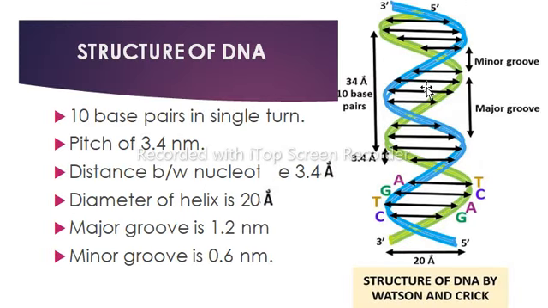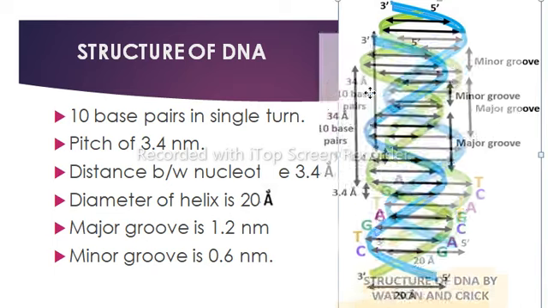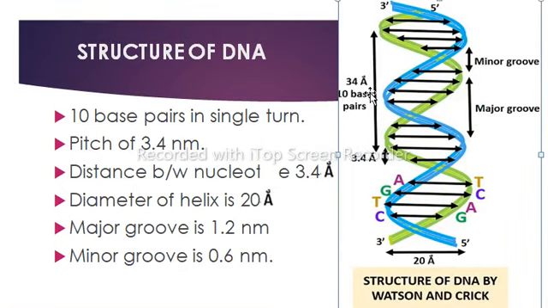Now have a look at the structure of DNA. Within a single turn, 10 base pairs are present. Here in the diagram, the black arrow shows the base pairs, which are adenine and thymine, cytosine and guanine nucleotides. One single turn is about 34 angstrom in length. The distance between two nucleotides is 3.4 angstrom. And the diameter of the helix is about 2 nanometer or 20 angstrom.